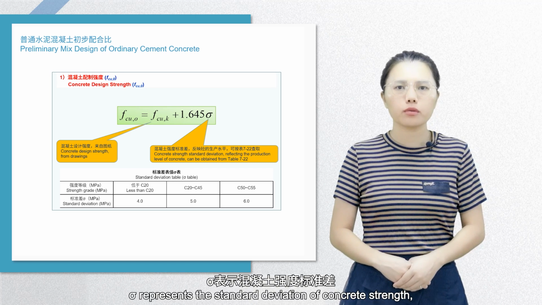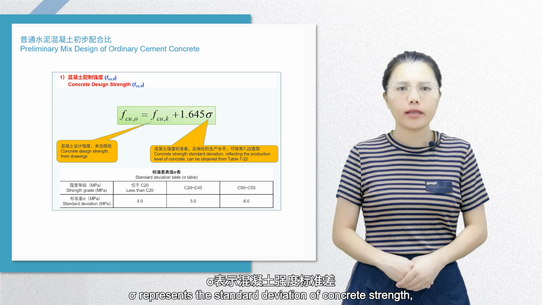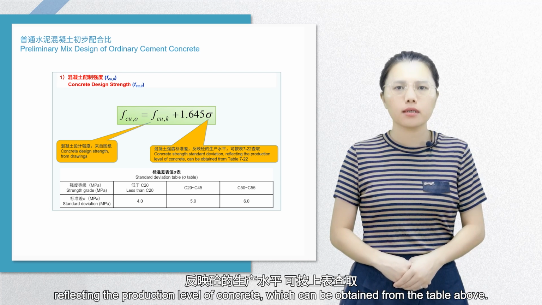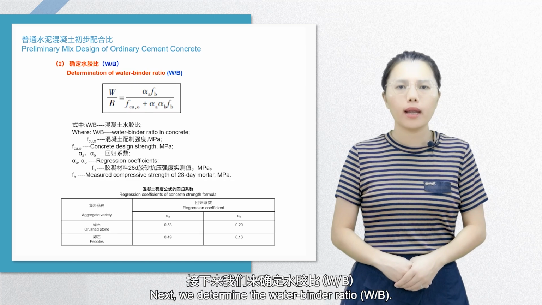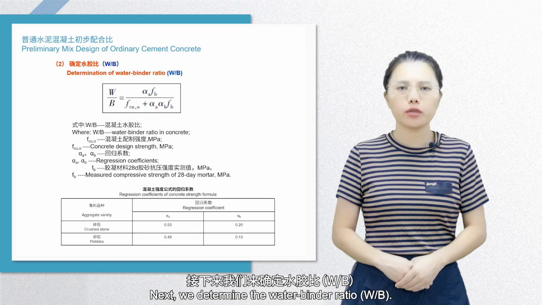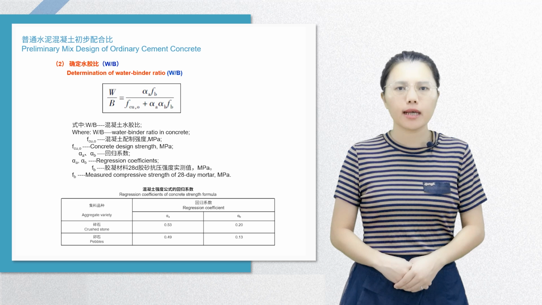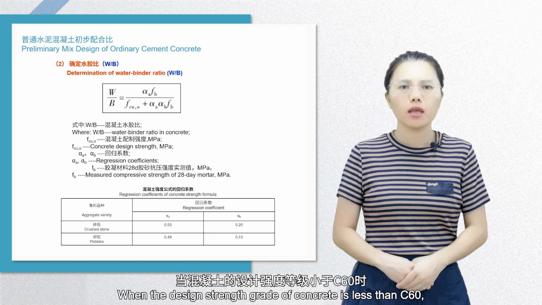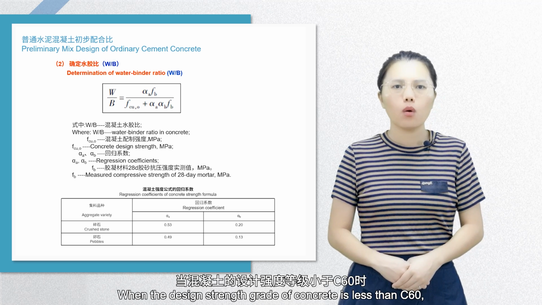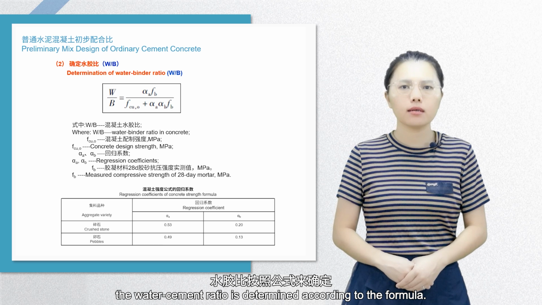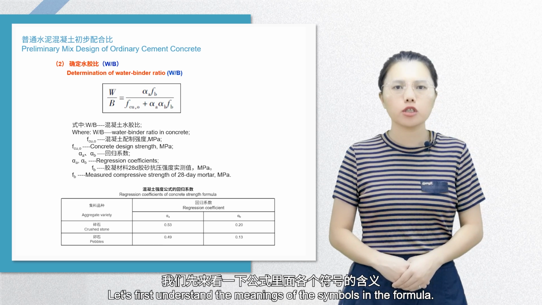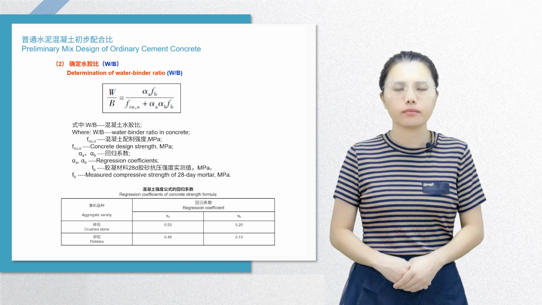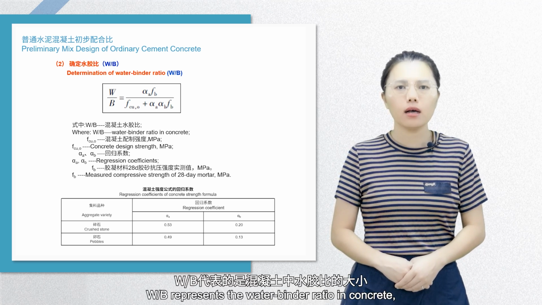Sigma represents the standard deviation of concrete strength, reflecting the production level of concrete, which can be obtained from the table above. Next, we determine the water binder ratio, W/B. When the design strength grade of concrete is less than C60, the water-cement ratio is determined according to the formula. Let's first understand the meanings of the symbols in the formula. W/B represents the water binder ratio in concrete.